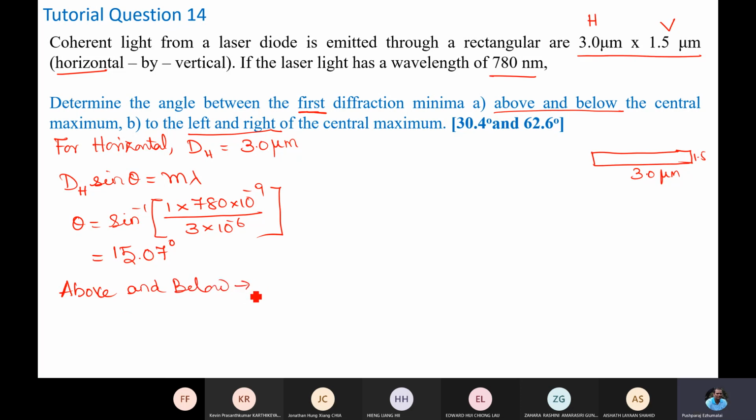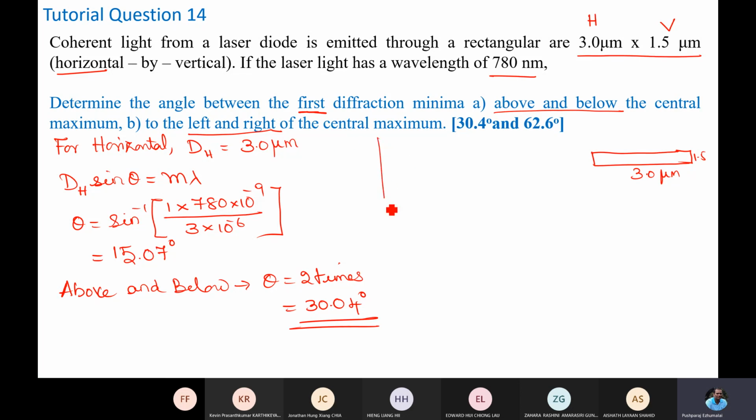So above and below means the angle is equal to 2 times. That means 30.4. Okay, we get the answer.